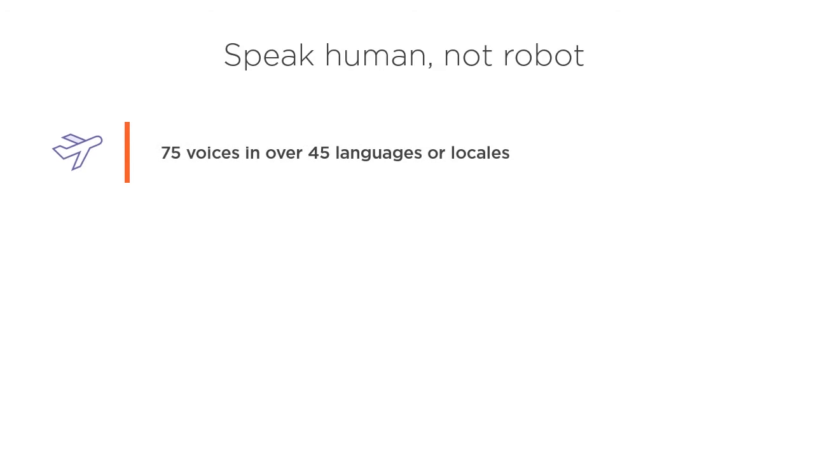Text-to-speech offers 75 voices in over 45 languages or locales, including English, Chinese, German, Japanese, Turkish, and many more. Within those voice choices for many languages and locales are a choice between a male and a female voice.